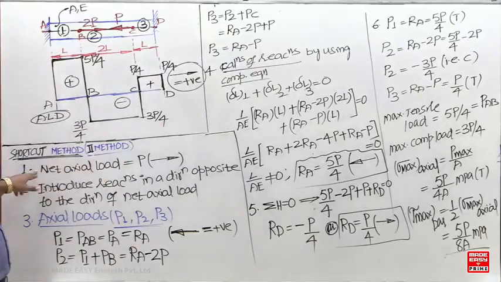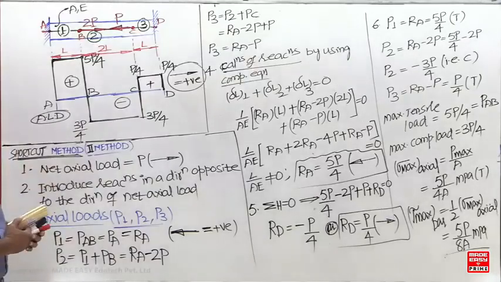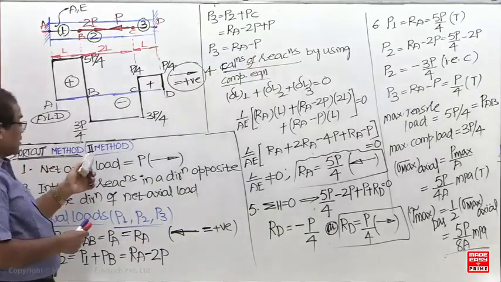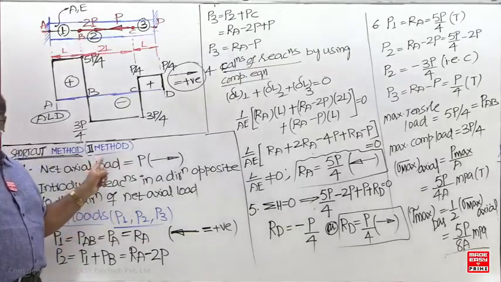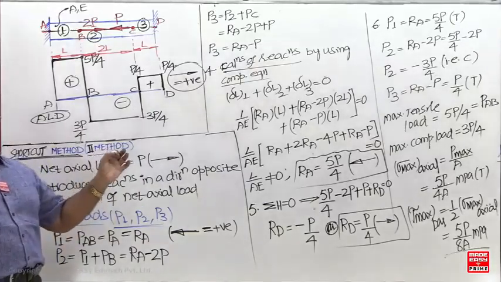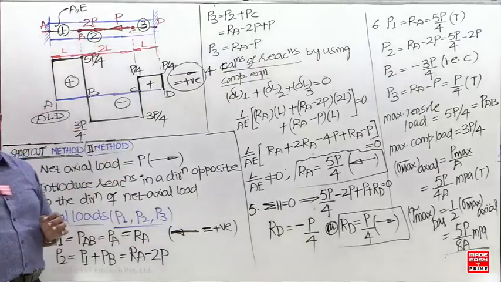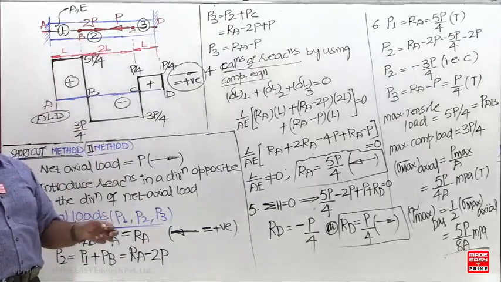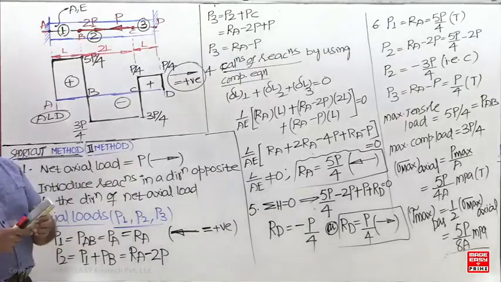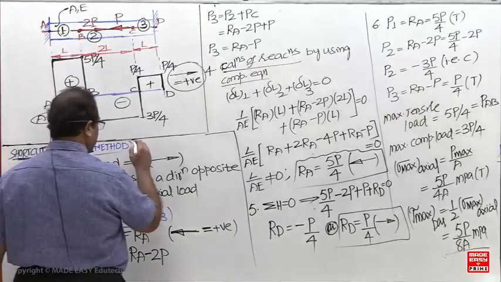Once again, in this method the first two steps are the same. For both methods, the first two steps are the same. But what is the drawback of this method? It is a shortcut method, but this method is valid only when the axial rigidities are the same. That is, A1E1 equals A2E2 equals A3E3. So this method is valid.